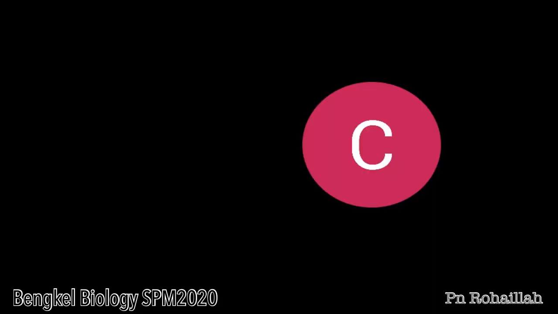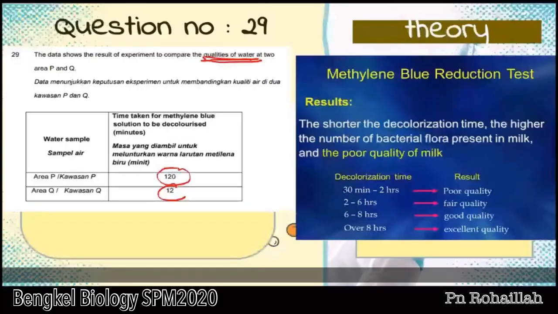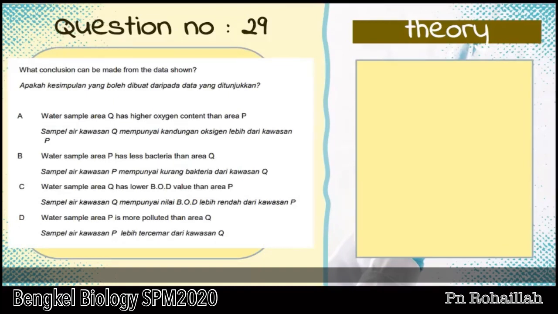Methylene blue reduction test. The shorter the decolorization time, it's showing that there is a higher number of bacteria. So P and Q. P is quite a longer time, means that there is less bacteria. 12 minutes is very fast, means that there is more bacteria. So the answer is apa? B. Water P has less bacteria than Q. Okay, next. Question 30.